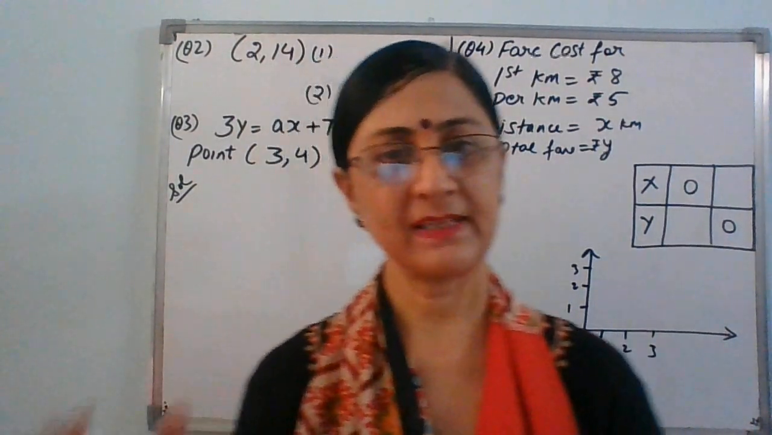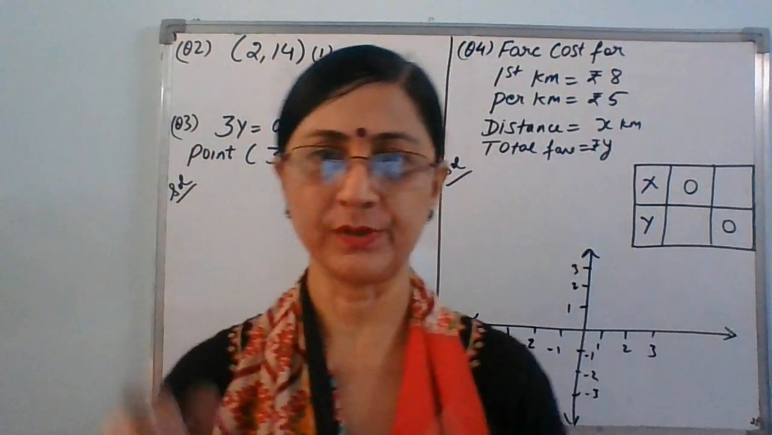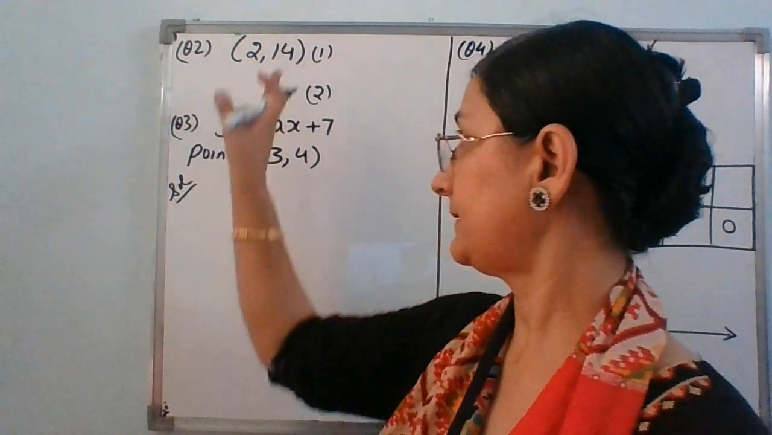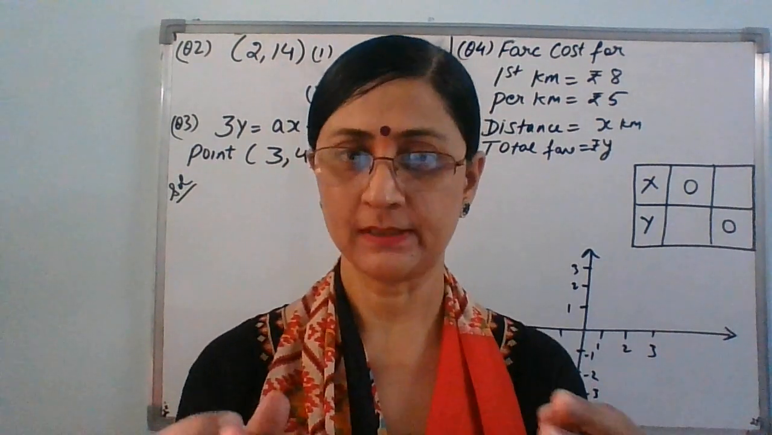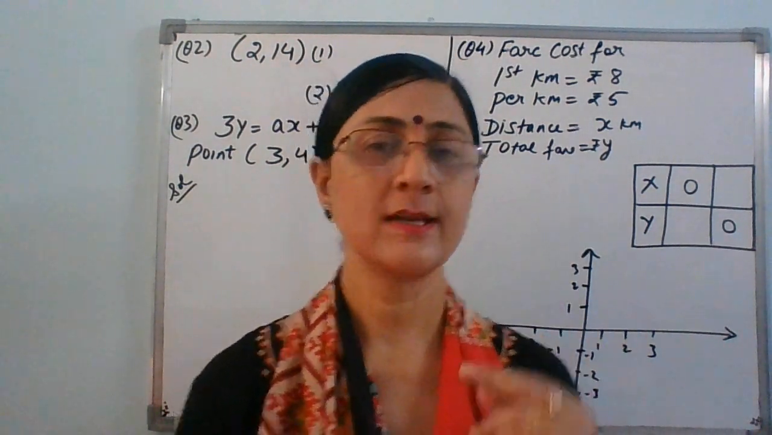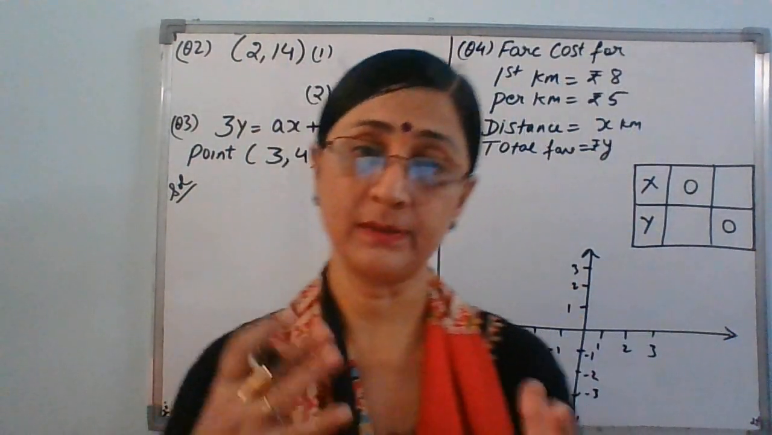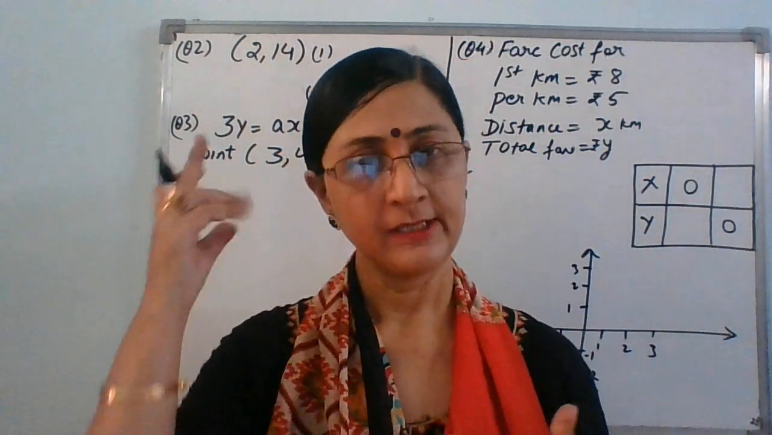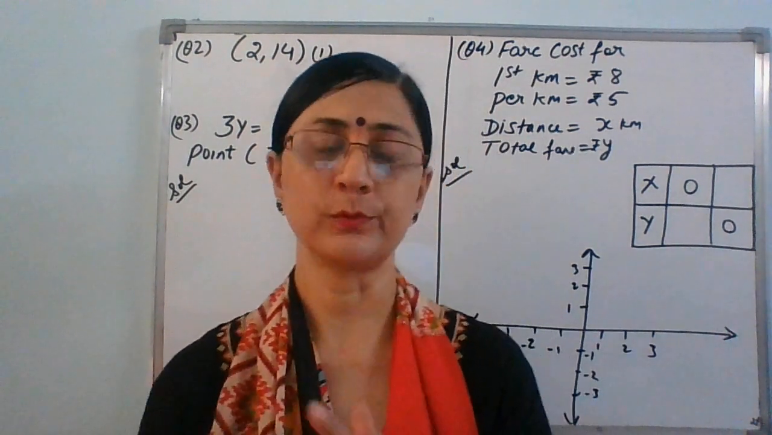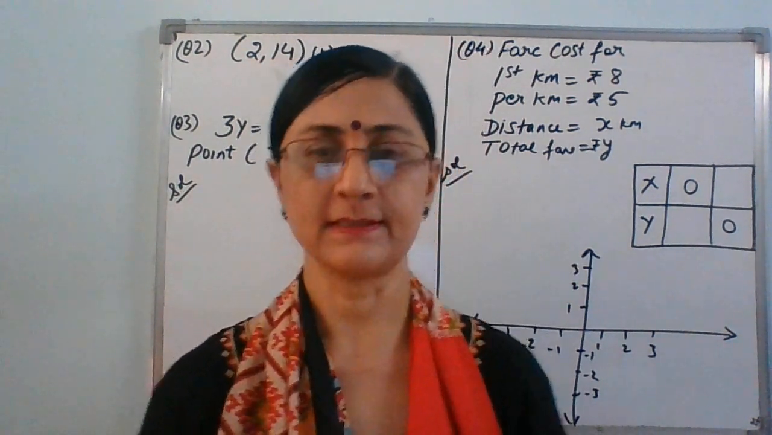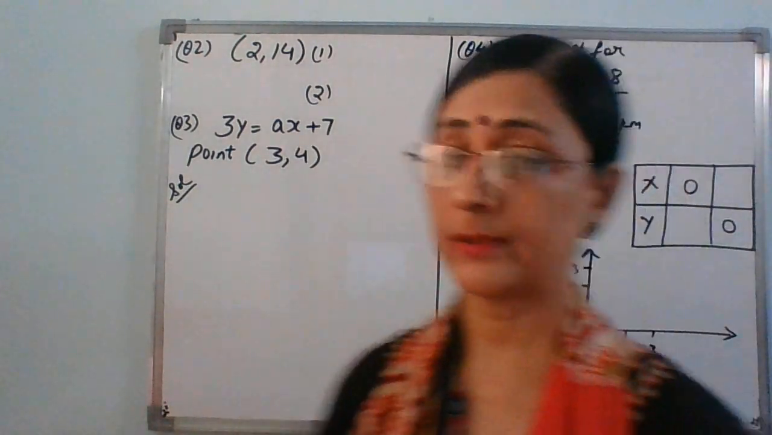Okay, now I'll be explaining questions number 2, 3 and 4, right? Question number 2. There is a point (2, 14), right? You have to write 2 examples of equations which the point (2, 14) satisfies, meaning the equation of a line that has this point (2, 14), so that (2, 14) will satisfy that equation, in simple words. So let us think about that.